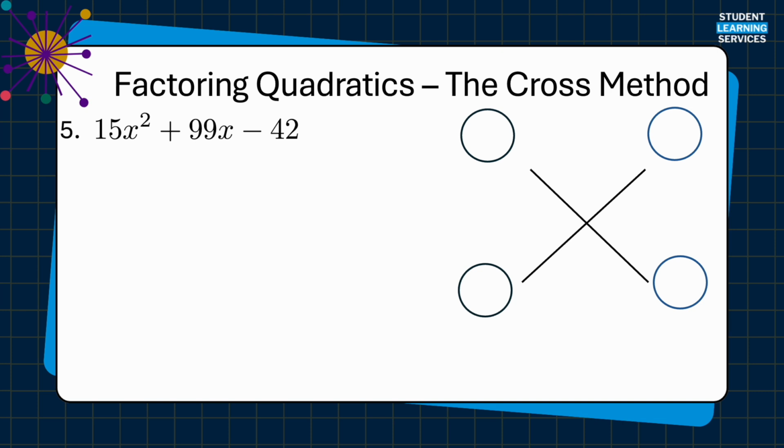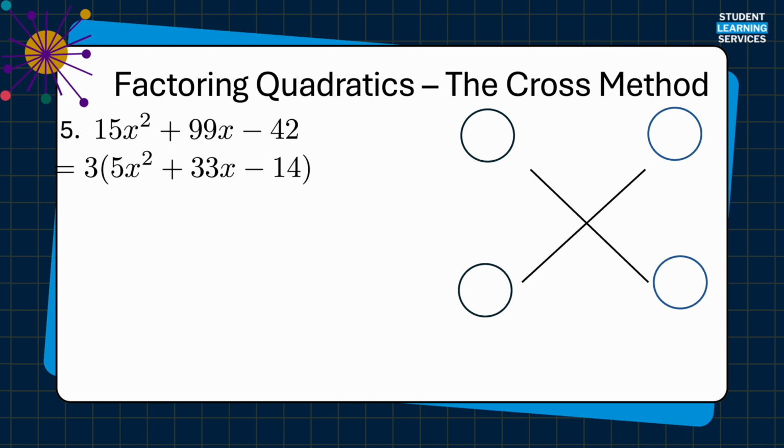Next, we have 15x squared plus 99x minus 42. Pause the video and give it a try first. Now, if you try to figure out what numbers to put in the circles, you might experience great difficulty because 15 and 42 are big numbers. They have many factors. So don't forget, we can take out our common factor first, which is a 3. That gives you 5x squared plus 33x minus 14, which is easier. And then you can continue from here.